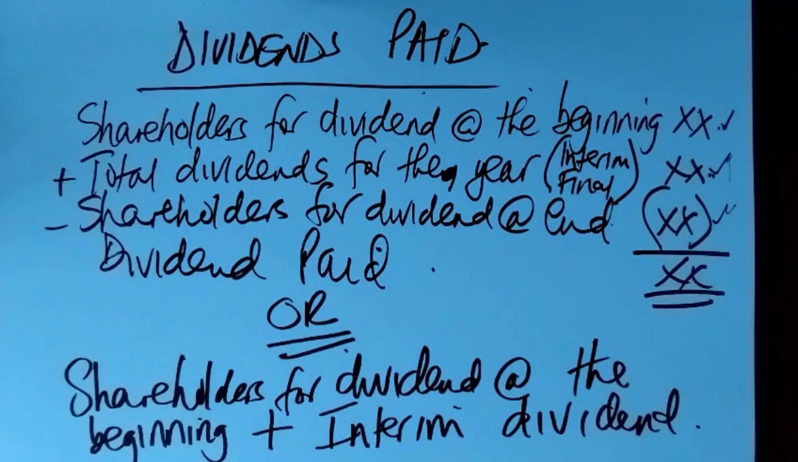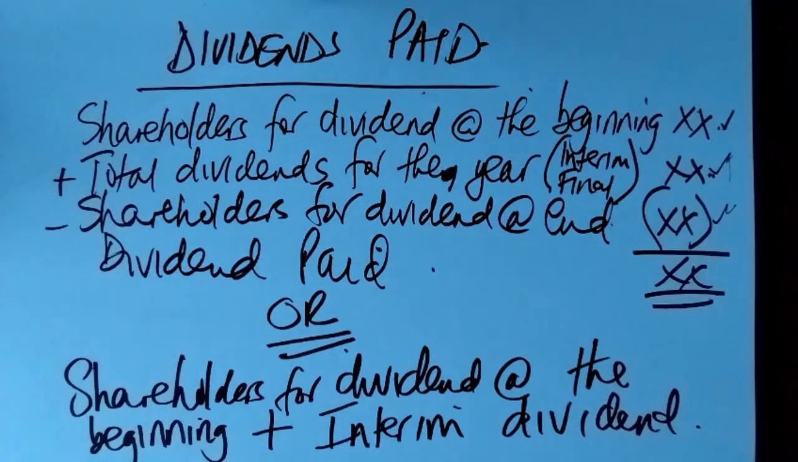This formula is actually the shorter one because you can just say shareholders for dividend at the beginning plus interim dividend. It will still give you the same answer. I'm going to explain here just briefly why. Remember, interim dividend is paid during the year after the half year results are produced. That's when you pay interim dividend. So in other words, you make a payment of dividend to shareholders based on your half year results, which is done during the year. So interim dividend results in an outflow at some time during the year.